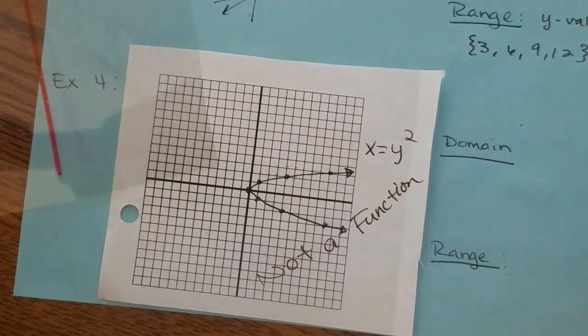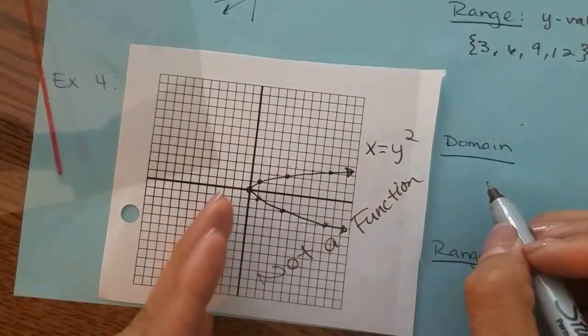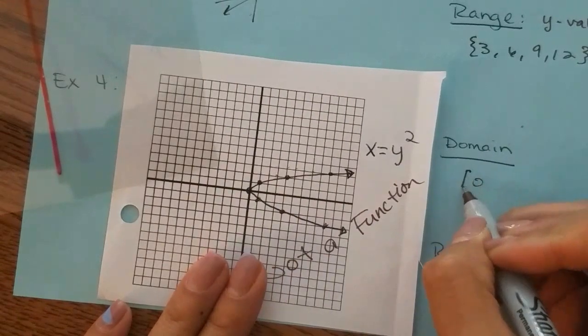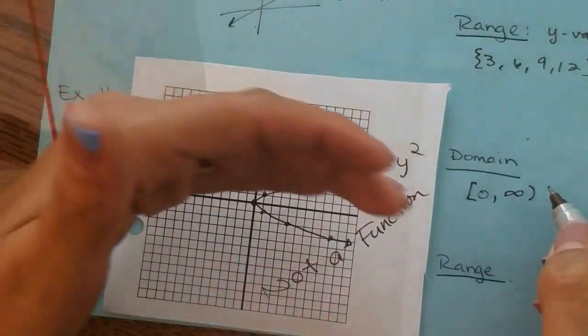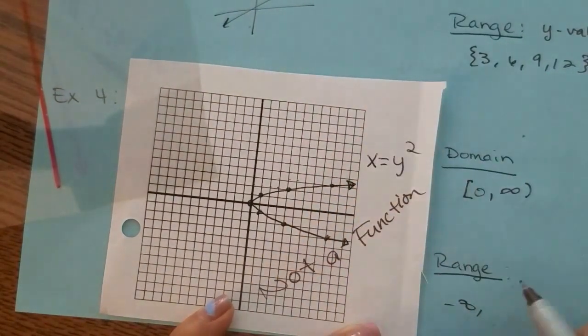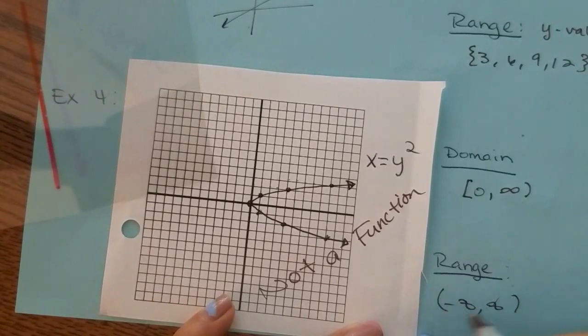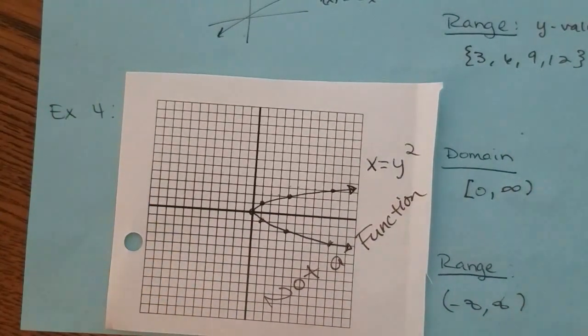We can still find our domain and range here. So remember, domain is your X values, how far left to right. I'm just going to write it in interval notation. So it goes all the way to 0, a closed value, to infinity to the right. My range is going to go down to negative infinity and also up to positive infinity, open on each end. And there you go. That's all we're doing for this section.